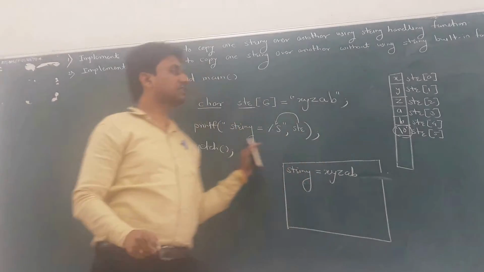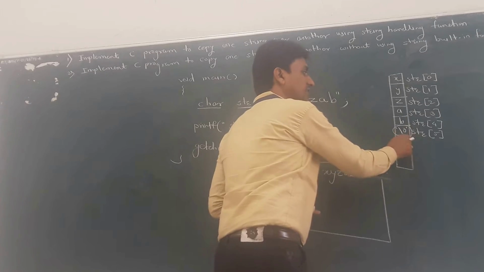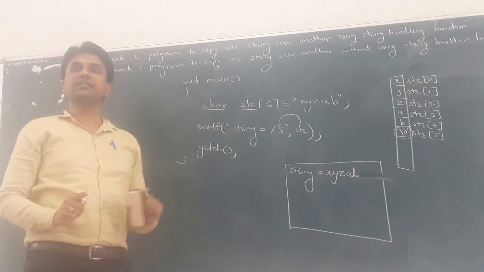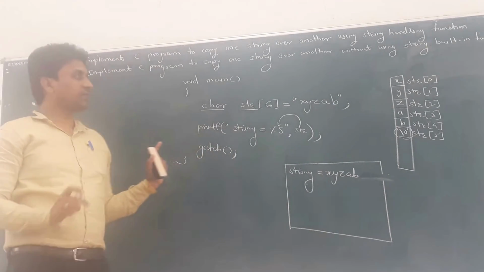Clear? So this is the main point. In a string, the null character \0 is automatically added at the end of the string, and it is not considered while calculating the string length. Okay, so this is the basic.